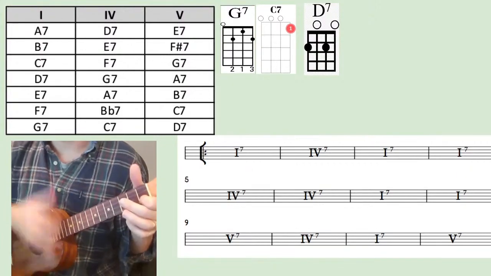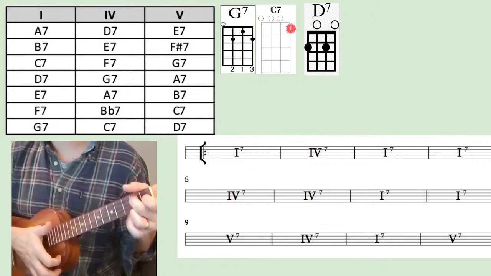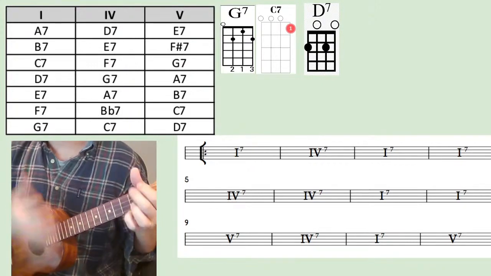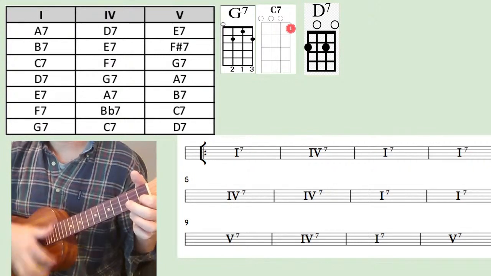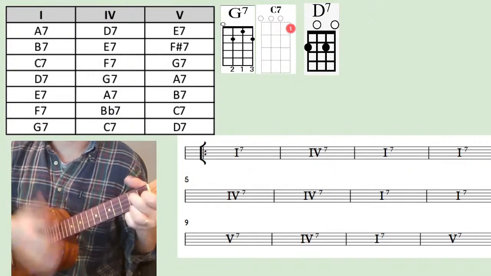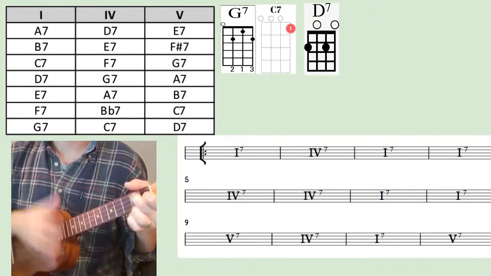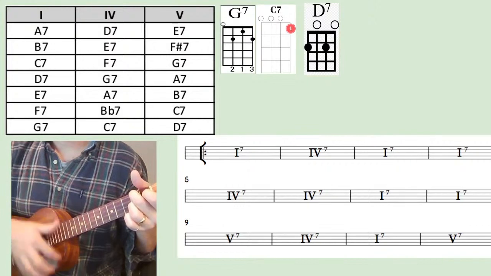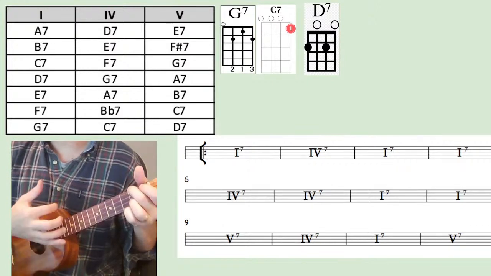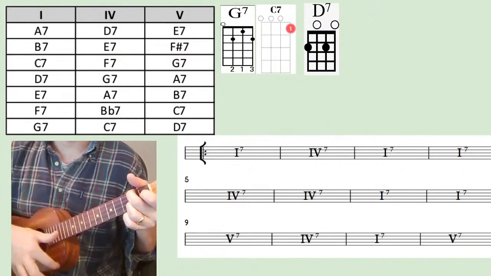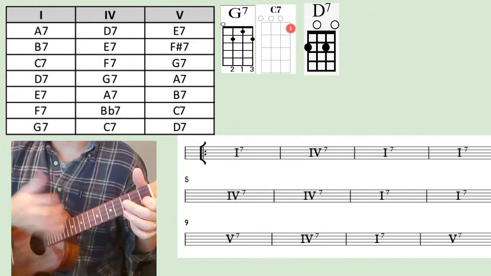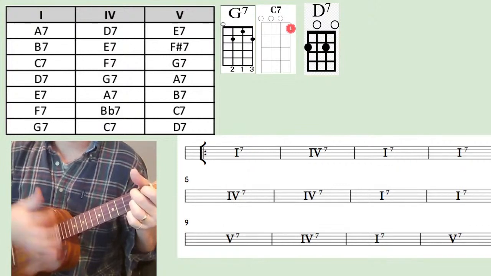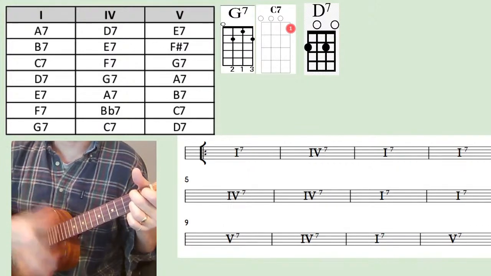C7, G7, C7, back to G7. Now D7 to G7. Oh, sorry, D7 to C7. Now G7. Turn it around on the D7 and end with a good old G7.